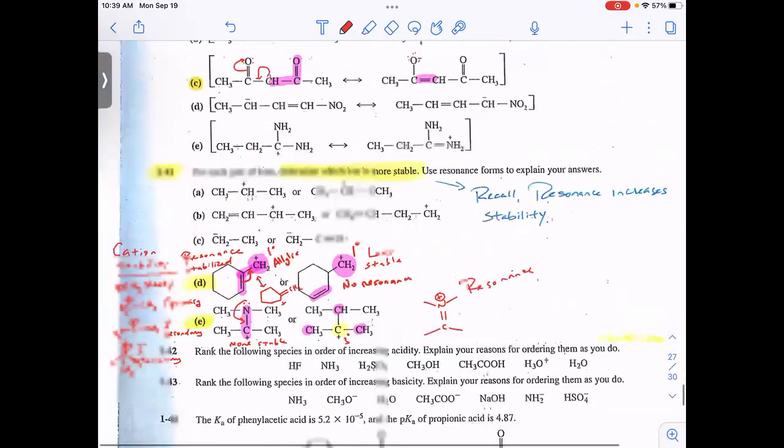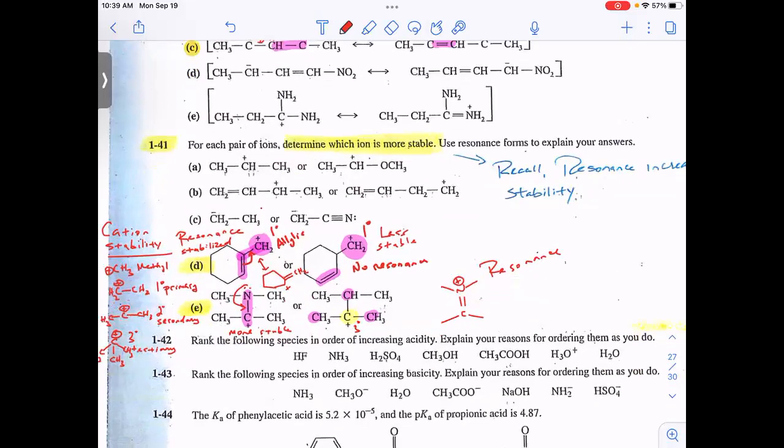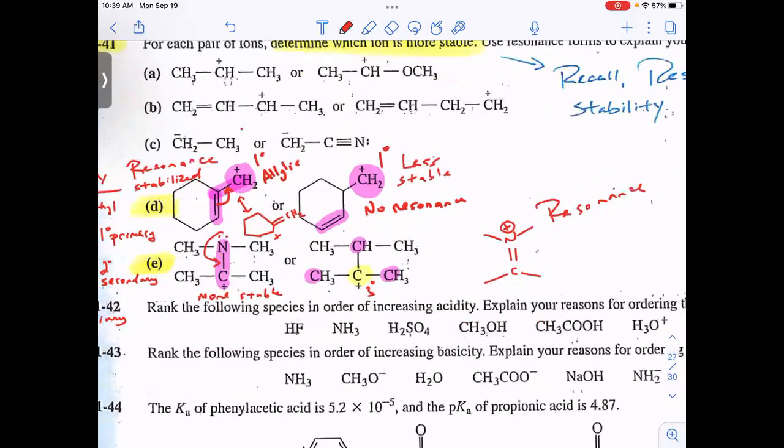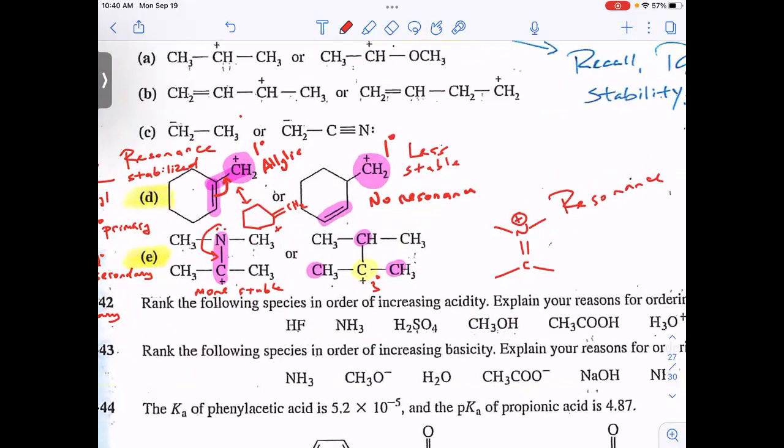The tertiary is stable, don't get me wrong. It's a very stable carbocation, but the fact that you can do resonance on the left and actually fully neutralize that charge means that molecule is going to be the more stable of the two. All right. Questions about that, or about either one of these examples?